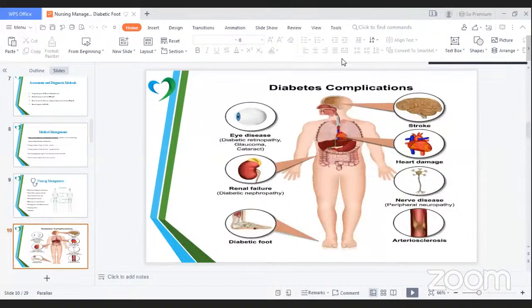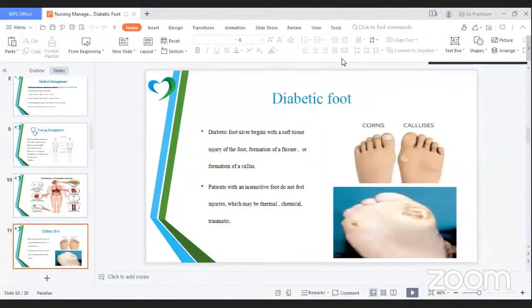Diabetic foot. Okay. So we will just go briefly to diabetes complications. The most common complication of diabetes is diabetic foot. A diabetic foot ulcer begins with soft tissue injuries of the foot because of the loss of sensitivity of the nerves in patients with diabetes. So a patient with an insensitive foot doesn't feel the injuries, which may be mechanical, chemical, or thermal.